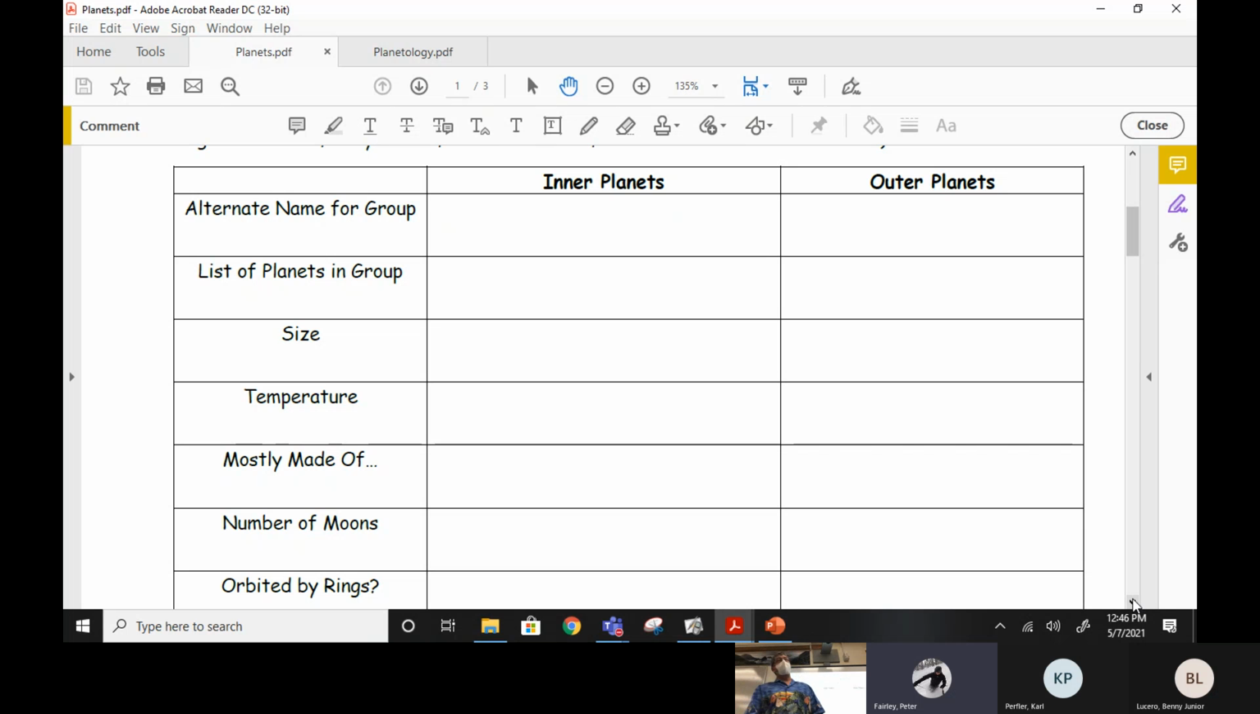What do you think the inner planets are mostly made of? Considering that they're called the rocky planets, they're mostly made of rock. Of course, sometimes that rock is in the liquid state, like the magma underneath the crust, but it's still rock, even though it is molten rock.